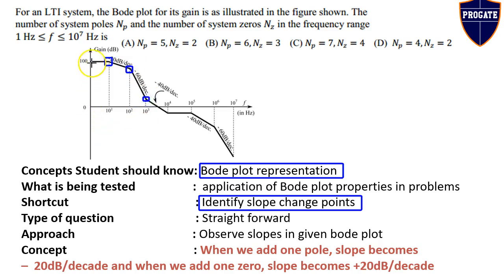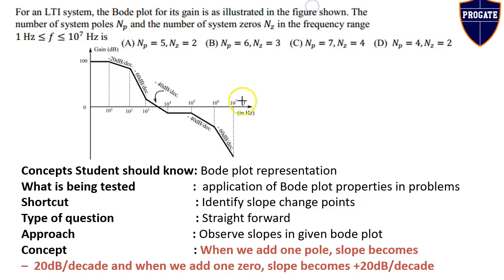If you see from this point to this point, that is from 0 to 10 power 1 Hz, the Bode plot is a straight line. That is, there is no change in slope until 10 Hz. The slope here is 0 dB per decade because it is parallel to the x-axis. Slope of x-axis is 0 and slope of y-axis is infinite. And this is an inclined line with slope given as minus 20 dB per decade.